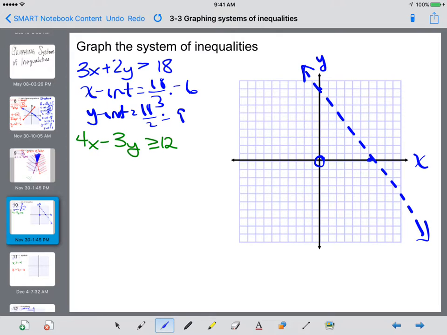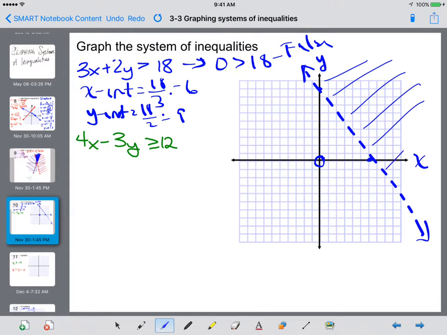We're going to use the same trick of picking 0, 0. So if I put 0 in for x and 0 in for y, I have 3 times 0 plus 2 times 0 equals 0. 0 greater than 18. That's false. Oh wait, that's right. 0 is not bigger than 18. So I need to shade away from 0, 0.